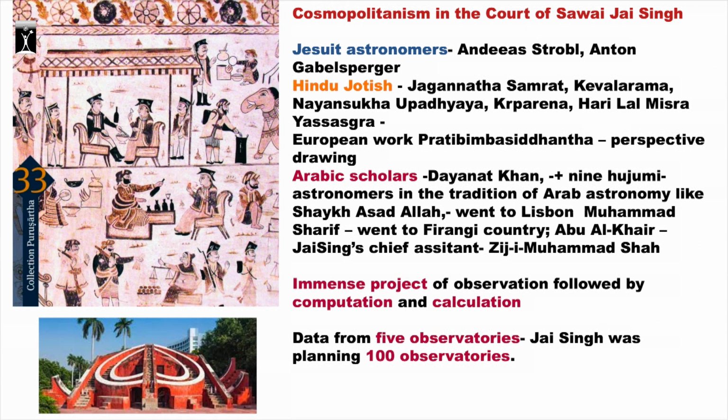They worked together. There were no fights. There were intellectual fights, but no discarding in that sense. There were intellectual debates. It was a very immense project. In fact, he built five observatories around northern India, but actually he was planning to build a hundred, so that he would get such big data. It was a very big project.